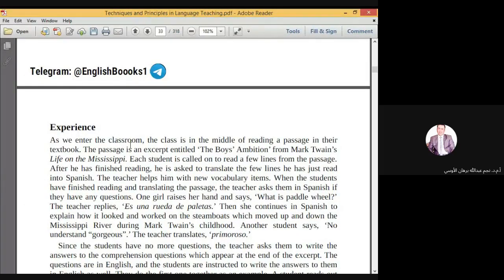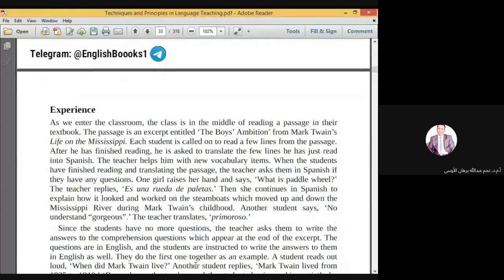As we enter the classroom, we describe a way of teaching in the class. The class is in the middle of reading. We have a class, we have a board, we have a passage on the board and in their textbook. The passage is an excerpt entitled The Boy's Ambition from Mark Twain's Life on the Mississippi. Each student is called on to read a few lines from the passage. After he has finished reading, he is asked to translate the few lines he has just read into Spanish. This is from the previous century, but now we deal with English. So Spanish is an example for the lesson, but we deal with the English language.